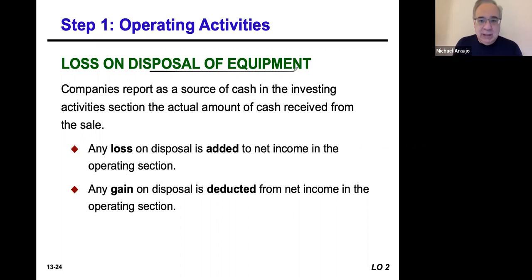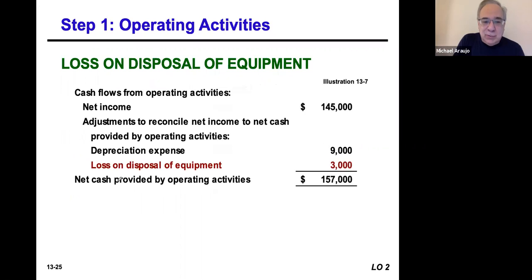Well, we have to take that away. If we had a loss, we subtracted it there, and we're going to add that back. Basically, when we do the cash flow statement, we are simply reversing what we did on the income statement when it comes to any disposal of equipment. So in this case, we had a loss on the equipment of $3,000. We subtracted it to get the net income, but for cash flow, we add it back in.